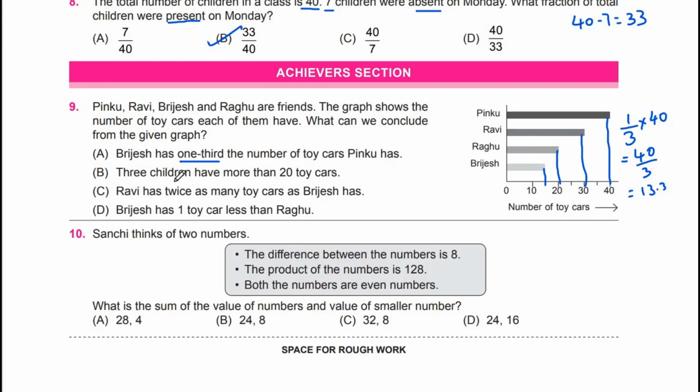Now let's see the second option given to us. 3 children have more than 20 toys. So Pinku has more than 20, that is 1 child. Ravi has 30. Yes, he also has more than 20. Raghu has 20, that is not more than 20. They have specifically given more than 20. If it was given 20 or more toys, then this could have been right. But here they have given more than 20. So only 2 friends have more than 20. So option B is also not right.